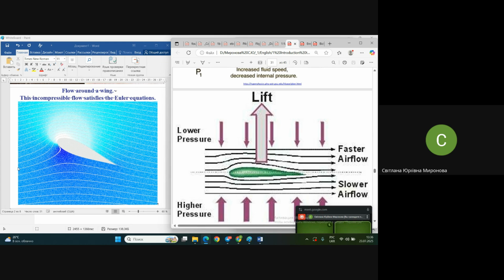Some streamlines here, in this picture on the left, you see streamlines that meet the body. They are separated on the body, but it's not possible to separate the flow. It means that the moment when the upper streamlines and bottom streamlines meet, it should be the same moment, at the trailing edge of this airfoil.